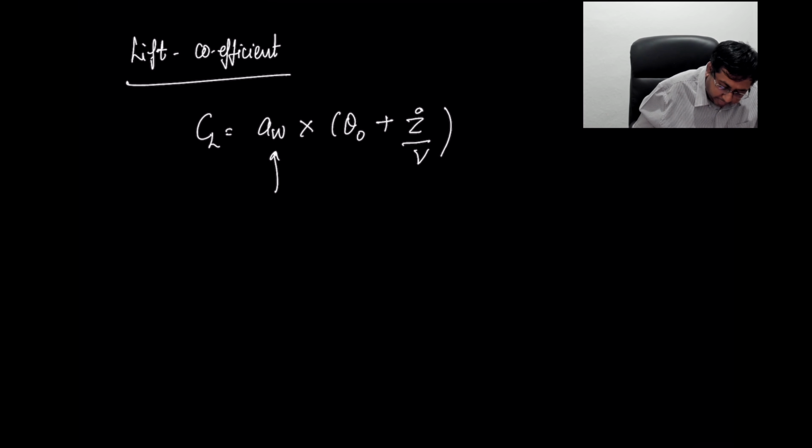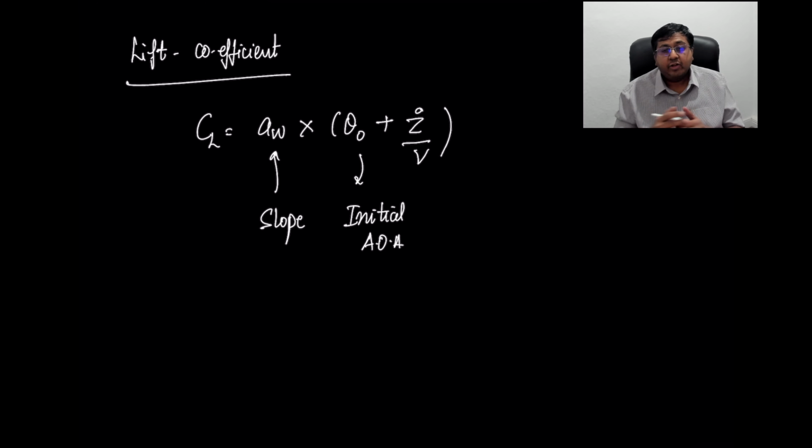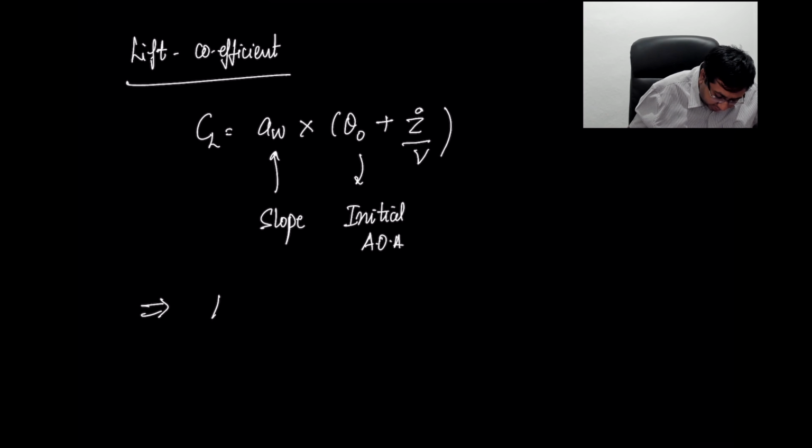Here a_w is nothing but the slope of the lift coefficient curve, and this is the initial angle of attack, and we know z dot over V. So that means our lift that we wrote earlier, L, is nothing but q into c into a_w into theta naught plus z dot over V.